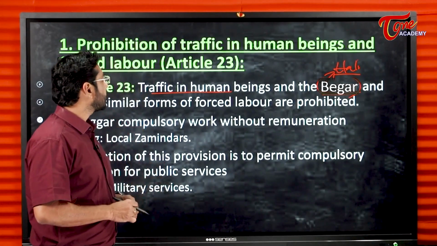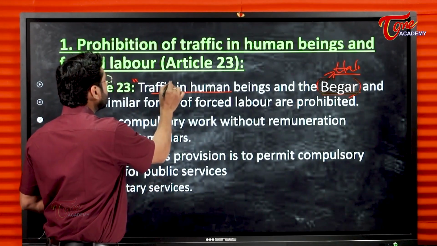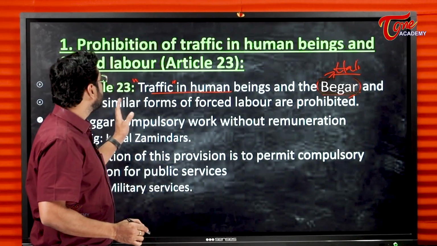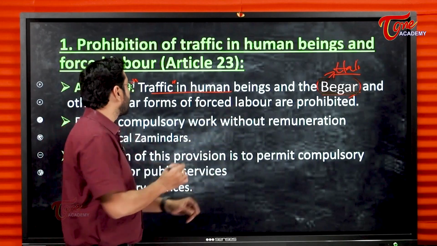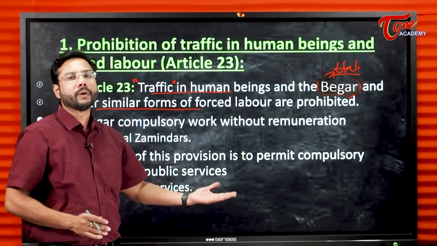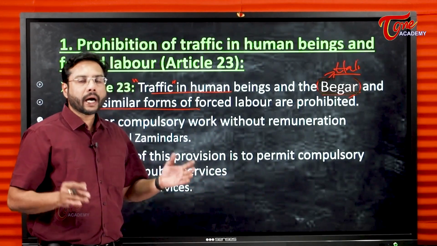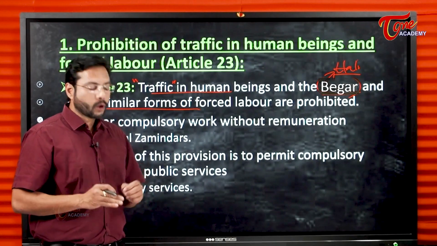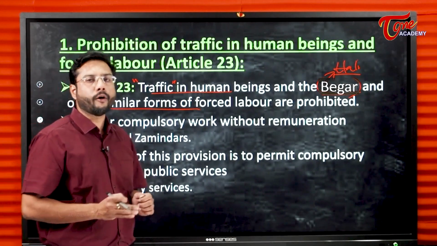So we need to understand the bigger concept of the word trafficking human beings and exploitation. So other similar forms of forced labor, other similar forms, it could be anything, any form where a human being is not treated with dignity, not treated with dignity of labor.